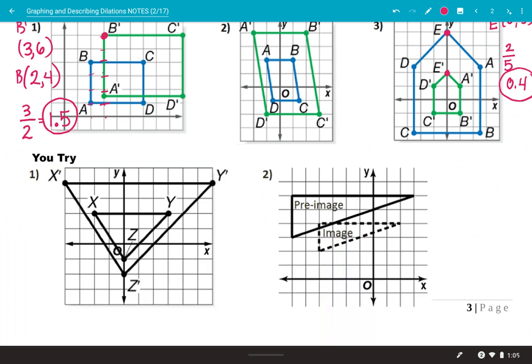Now, I want you to figure out what this scale factor is. Here is the original. Here is the new image. So what is the scale factor? What's the scale factor going to be? All right. So hopefully you review these before you go on to the lesson on Thursday.